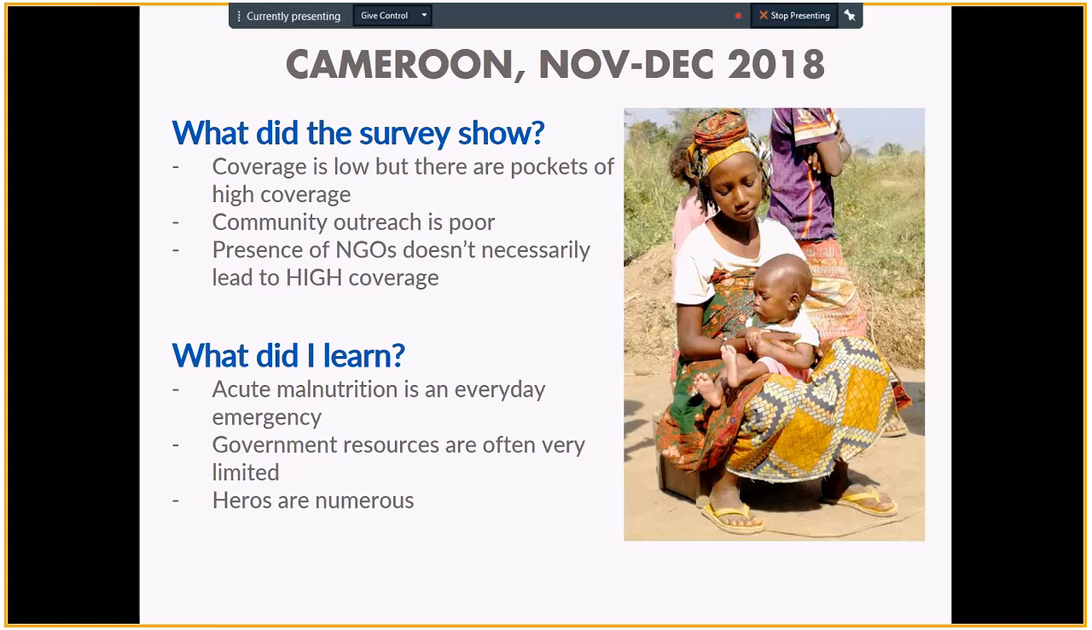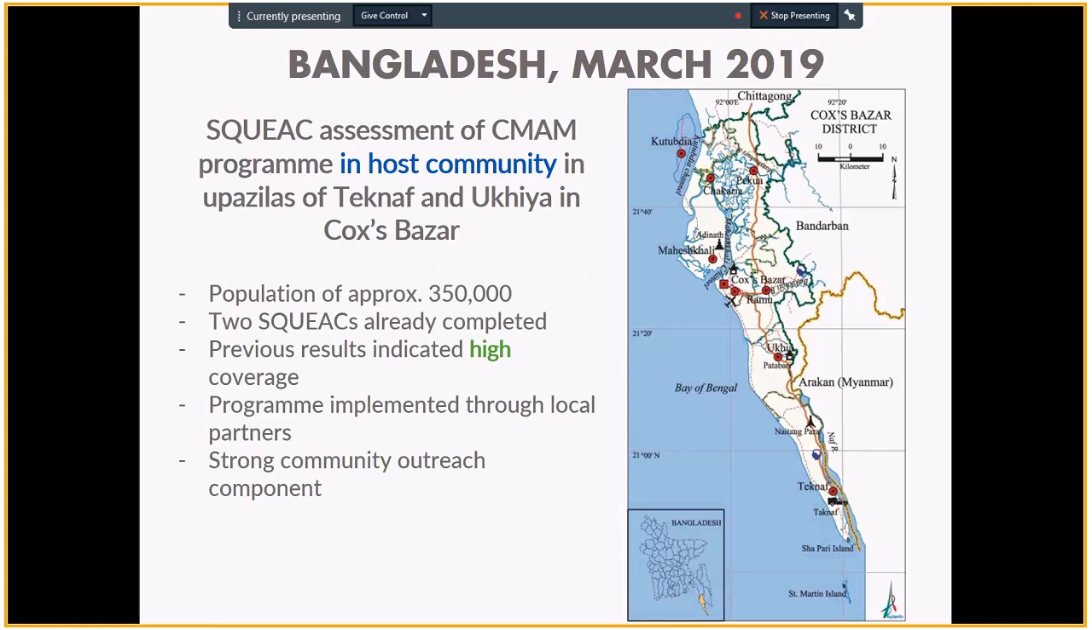Sorry, so I'll just zip through Bangladesh. I was there last month. It's very nice. I had been there a year previously, or 8 months previously. But this time I was asked to do a coverage assessment in the host community in Teknaf and Ukia, which are two upazilas in the region of Cox's Bazar, the southernmost region of Bangladesh, stuck right down in the bottom. So, as I'm sure all of you know now, Cox's Bazar is where the action is.